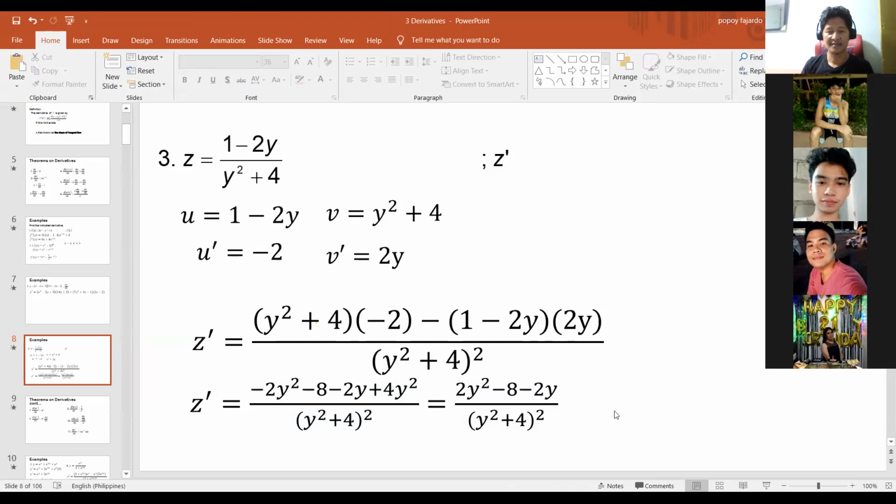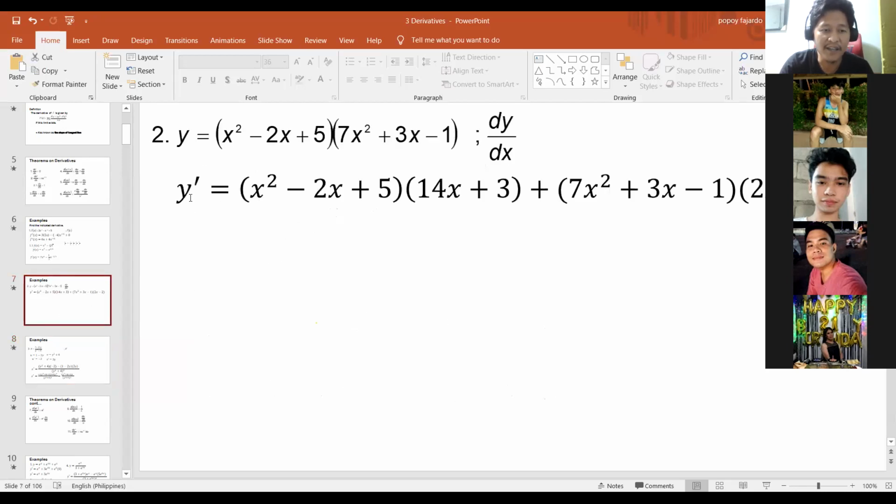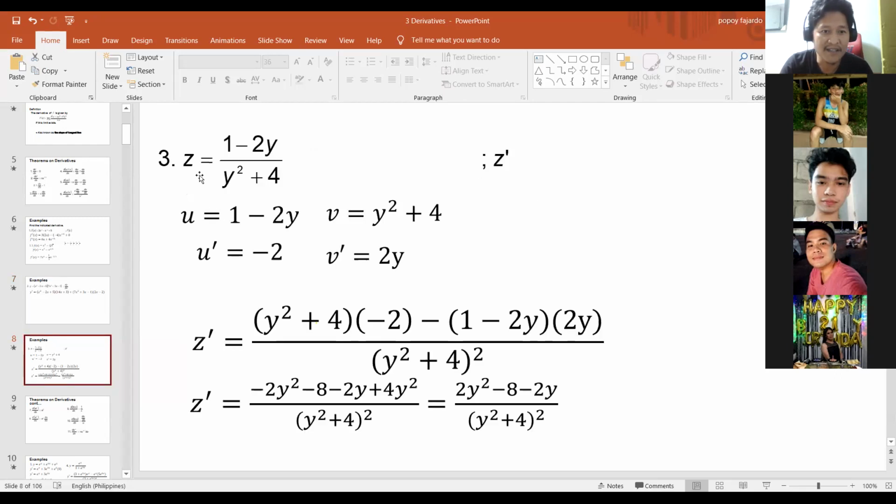Di ba po kanina nag-X? Oo, wala namang problema yan, sir. Basta consistent yung letter. Kung papansin niyo, dito, y yung nasa kaliwa, x nasa kanan, di ba? Ito naman, z naman ito, puro y naman yung nasa kanan. Pag nag-iba-iba yan, may problema na tayong ibang gagawin.